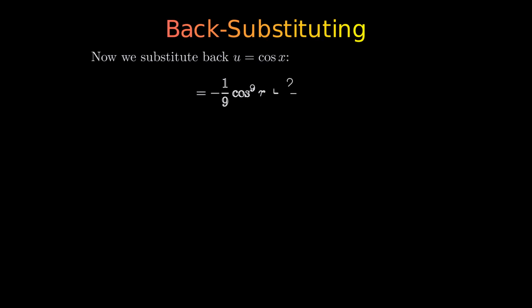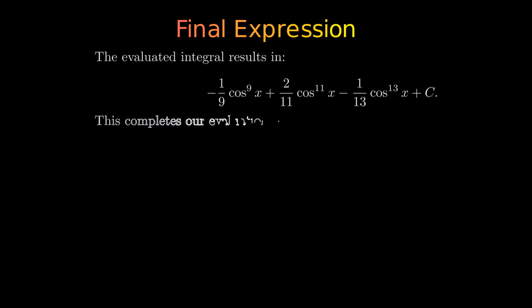Now we substitute back u equals cos x, giving minus 1/9 cos⁹x plus 2/11 cos¹¹x minus 1/13 cos¹³x plus C. The evaluated integral results in minus 1/9 cos⁹x plus 2/11 cos¹¹x minus 1/13 cos¹³x plus C. This completes our evaluation of the integral.